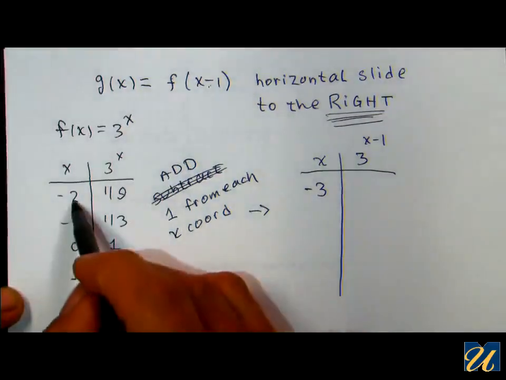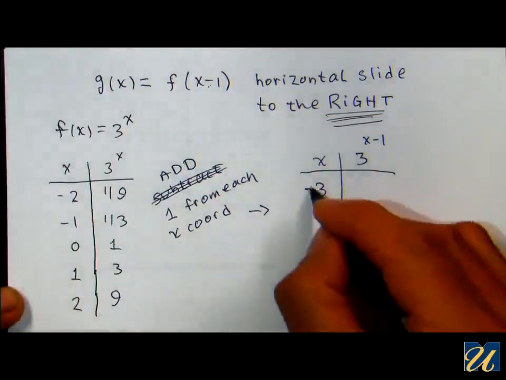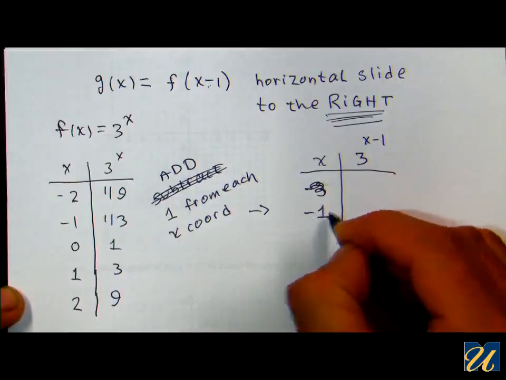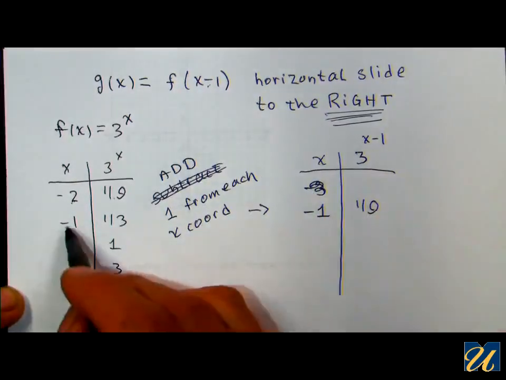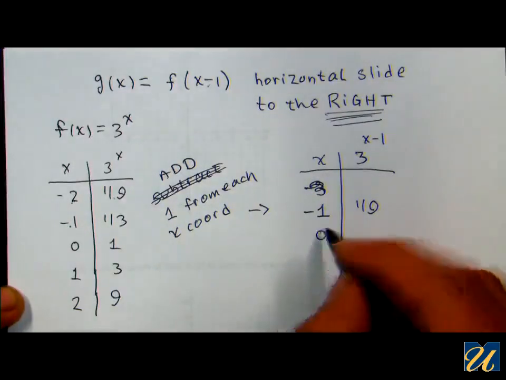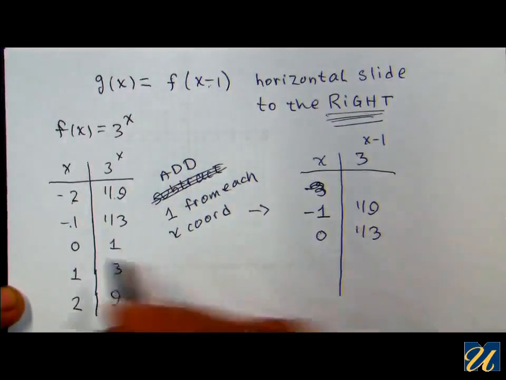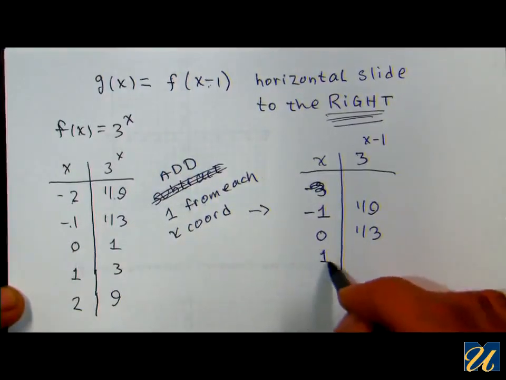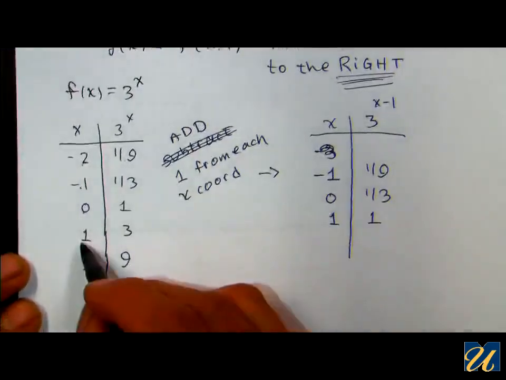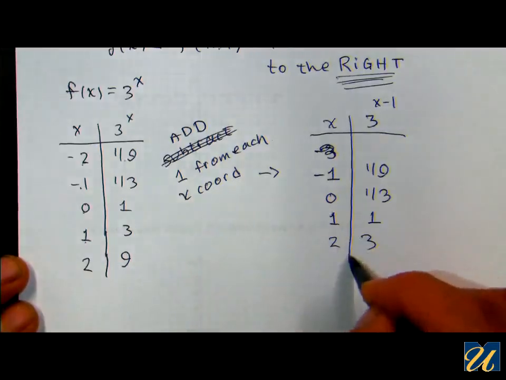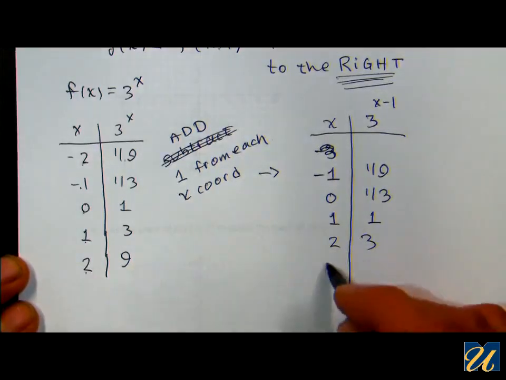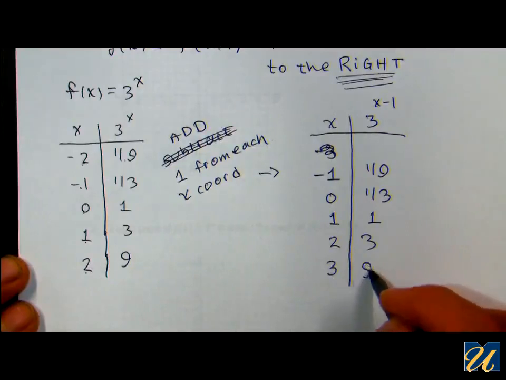So if we add 1, negative 2 plus 1 becomes negative 1. Negative 1 will be 1/9. And now adding 1 will be 0, that will give 1/3. Adding 1 will give us the point 1, 1. Adding 1 here will give us 2, 3. And adding 1 here will give us 3, 9.